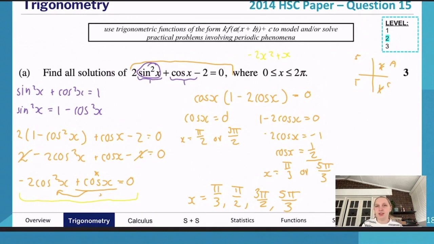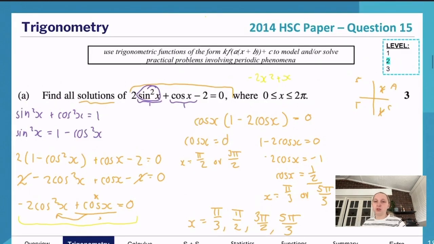Now with this question, that's all we have to do because all we're doing is finding solutions. These solutions don't have any value attached to them. They're not tides, they're not times, they're not sunlight, they're not anything. All we're doing is finding solutions. So that's why we can just leave those in terms of x.